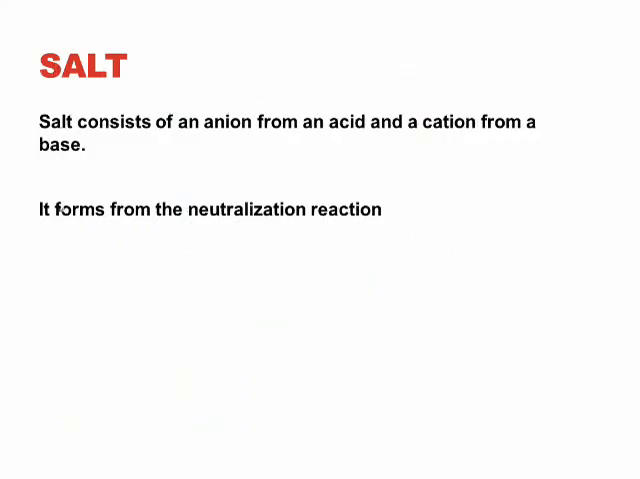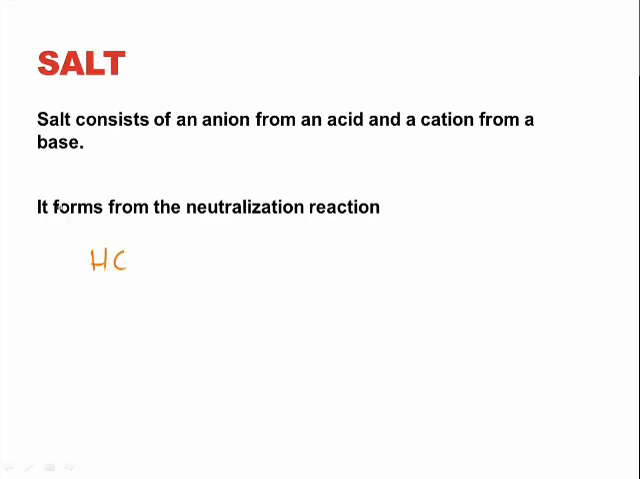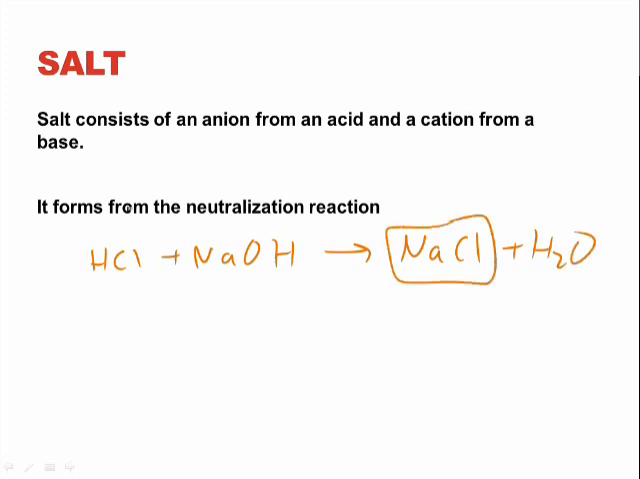Now if you remember, a salt consists of an anion from an acid and a cation from a base. It forms from the neutralization reaction, such as NaCl. So if we had HCl plus NaOH, you get NaCl plus water. Now this is the salt. It's the anion from the acid and the cation from the base.